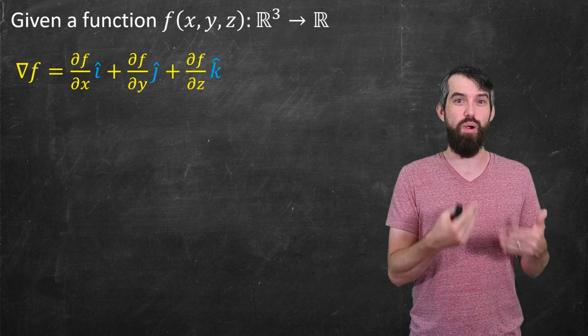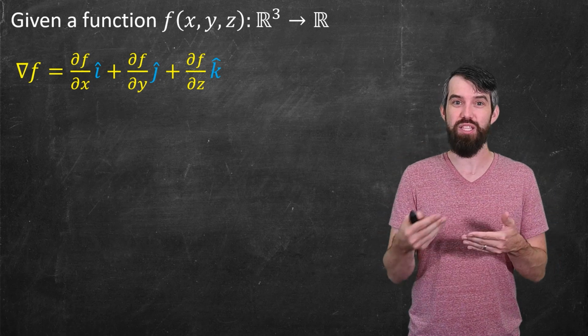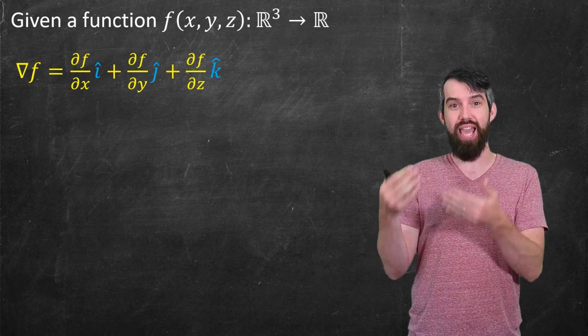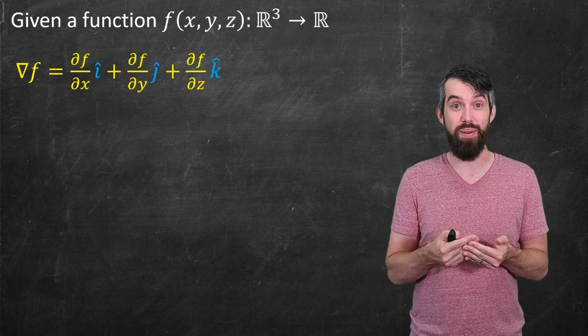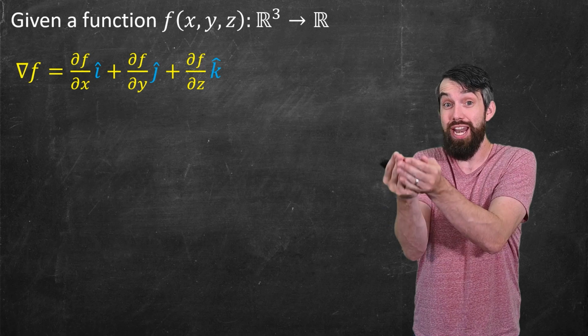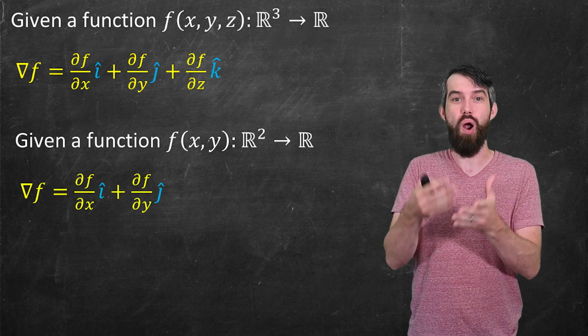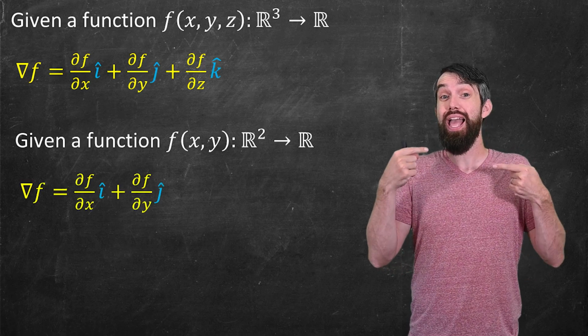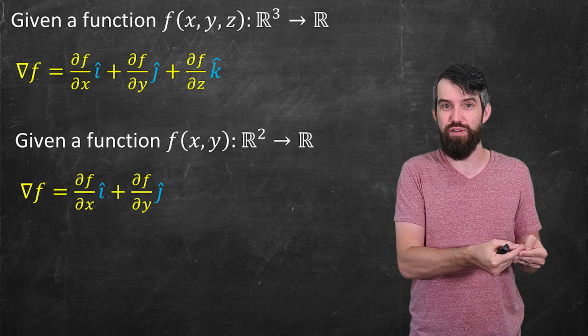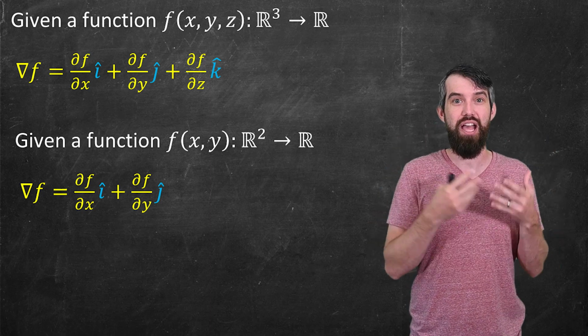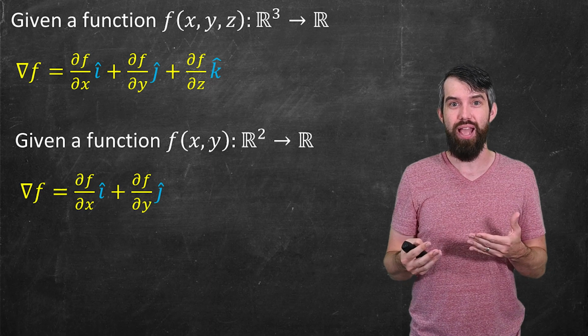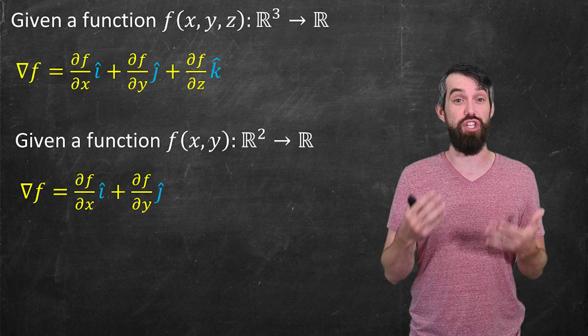The i hat component is the partial with respect to x, the j hat is the partial with respect to y, and the k hat is the partial with respect to z. That is, if you give me a scalar function f from either R2 or R3 to R, then I can give you a corresponding vector field given by the gradient of f. The gradient of f is a vector field, and it also has a very nice geometric meaning.